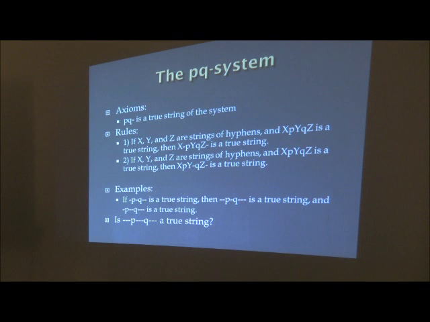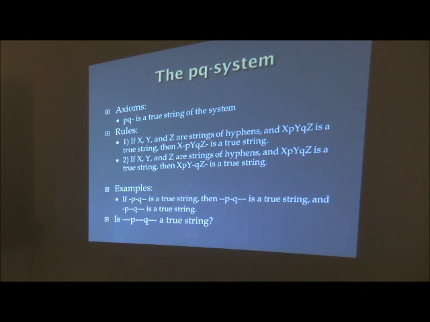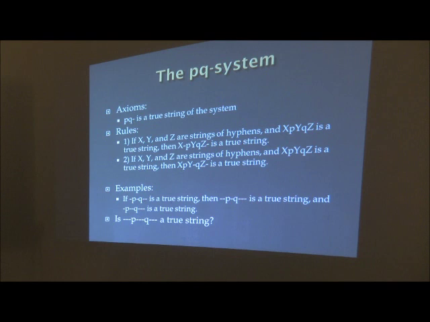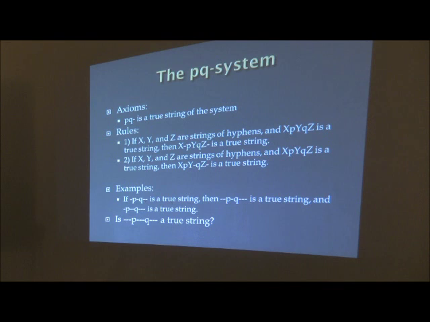And we say, if X, Y, and Z are strings of hyphens, then X, P, Y, Q, Z is a true thing. Then we can also add a hyphen to the end of X and add a hyphen to the end of Z and get a true string. And then we could also add a hyphen to the end of Y and a hyphen to the end of Z and also get a true string. So these are just ways of starting with PQ, which is really just zero hyphens, P, zero hyphens, Q, and then zero hyphens again. And then we can start to play around with this.